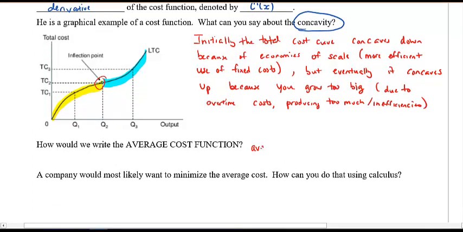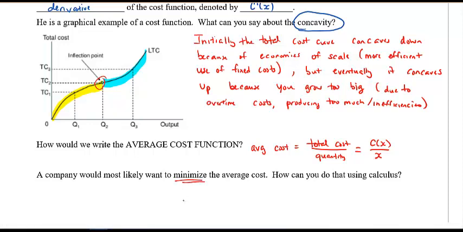All right. Well, how would we go about finding the average cost again? So once again, the average of anything is really the total cost divided by the quantity. And remember, our expression for total cost was C of x, and our quantity was x. So we have something like this. Well, my question to you now is, a company really wants to do what? Does it want to maximize costs? No, it wants to minimize the average cost. So my question now is, how can we figure out where the minimum of average cost will be? How do we find minimums using calculus?